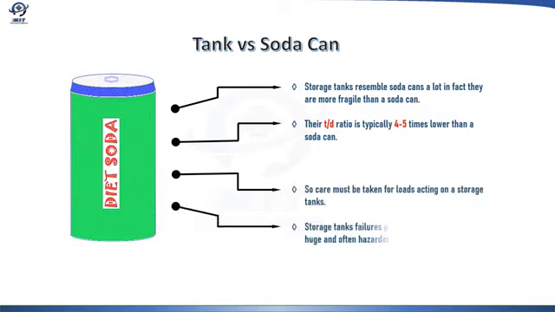In fact, a storage tank is more fragile than a soda can, and if you compare their T by D ratios, the soda can T by D ratio is typically 4 to 5 times that of storage tanks. So care must be taken for loads acting on a storage tank, as tank failures can pose significant risk due to the large quantities of often hazardous fluids stored inside.